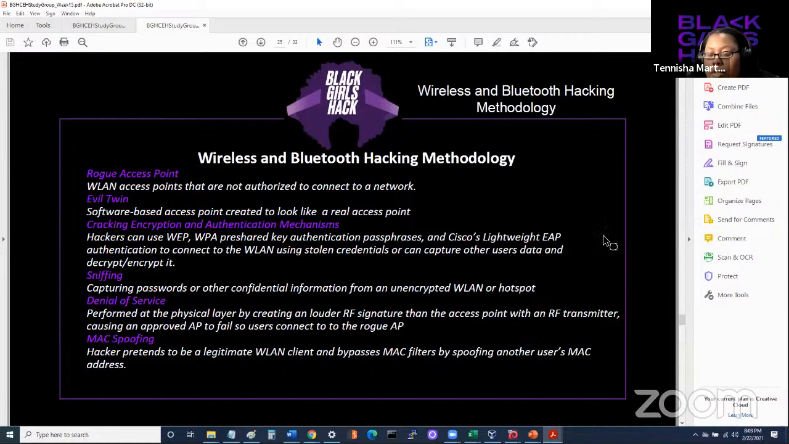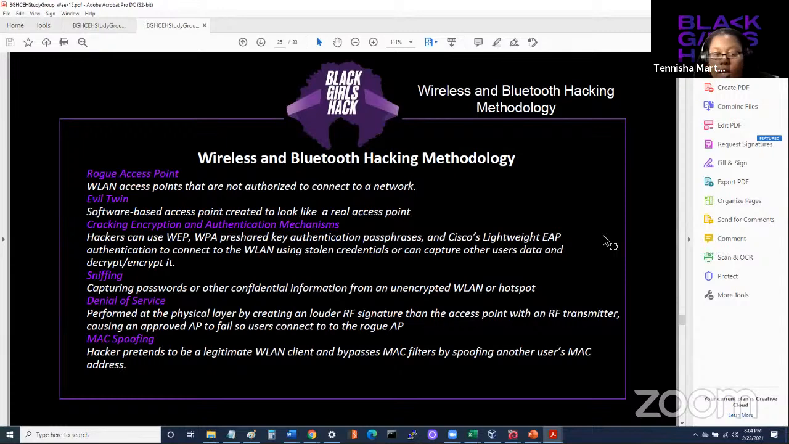Some other wireless and Bluetooth hacking methodologies: rogue access points, which are access points that are not authorized to connect to a network. An evil twin, which is me creating an SSID that mirrors your real SSID to get people to connect to my device so that I can see their traffic and figure out what they're doing. Cracking encryption and authentication mechanisms. So you can use WEP, WPA, and Cisco's EAP authentication to connect to a WLAN using stolen credentials.